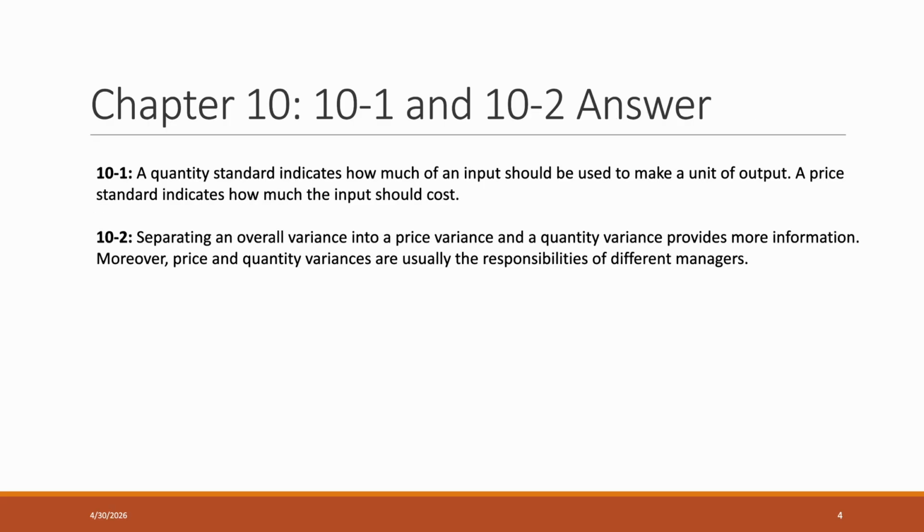All right, 10-1. A quantity standard indicates how much of an input should be used to make a unit of output. A price standard indicates how much the input should cost. I would know the difference between these two standards, even though these are pretty simple definitions of what they are, quantity standard and price standard.